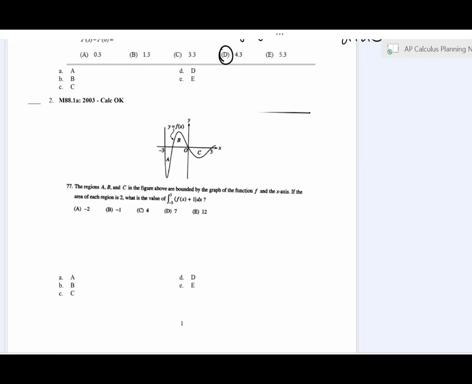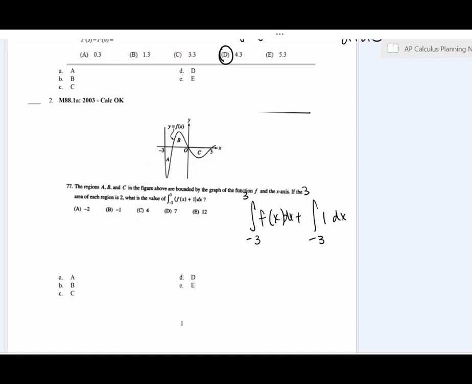Last one here. The regions A, B, and C in the figure above are bounded by the graph of the function f and the x-axis. If the area of each region is 2, what is the value of the integral from negative 3 to 3 of f of x plus 1 dx? Okay, so we're going to break this up into two integrals. We know this is the same thing as the integral from negative 3 to 3 of f of x plus the integral from negative 3 to 3 of 1. Let's get those dx's.